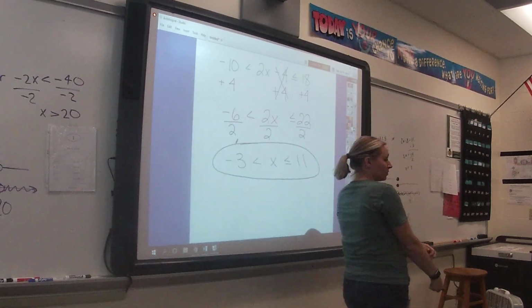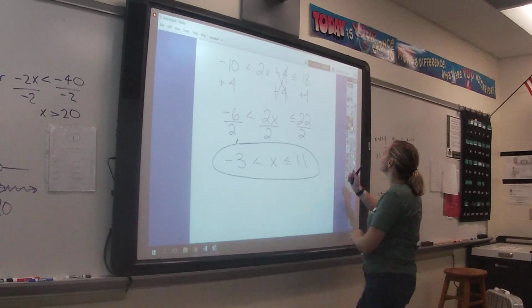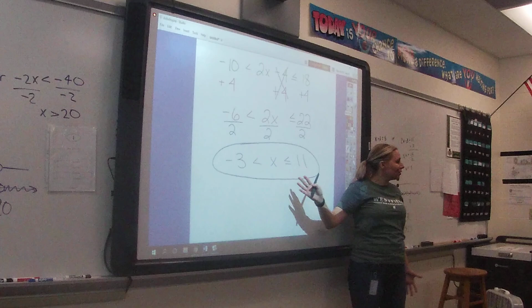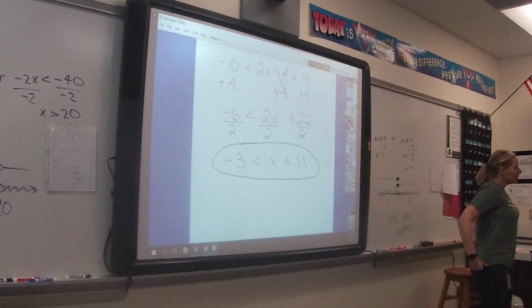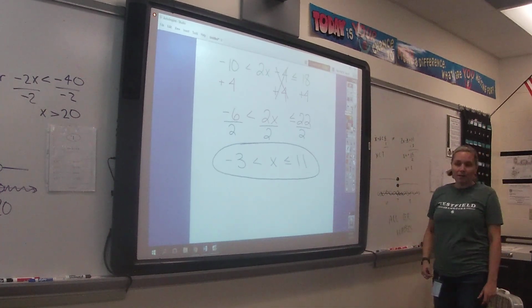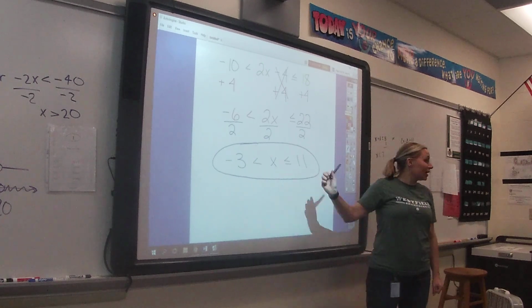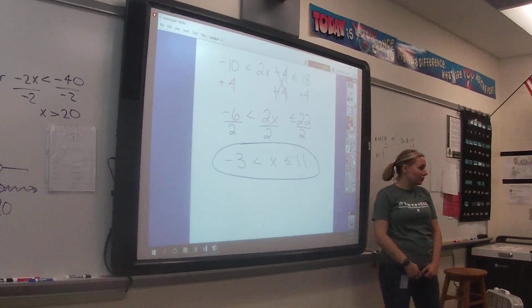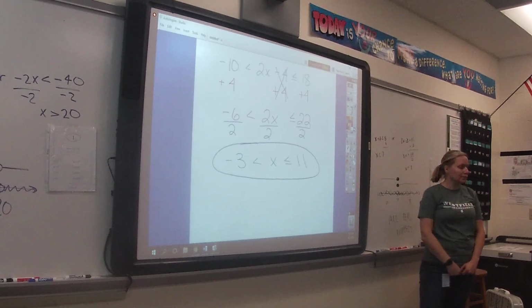So one more. How do you graph that? You just did it. You separate it, split it over into two things. How would you say that? X is in between -3 and 11. Or you could say -3 is less than X, which is less than or equal to 11.